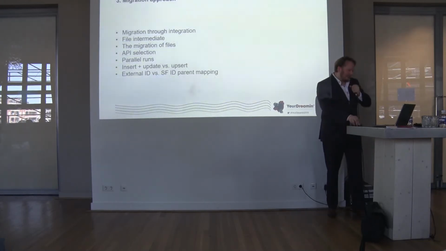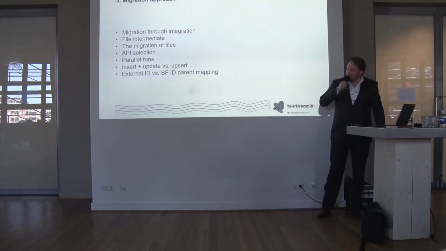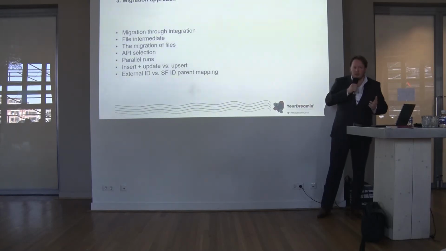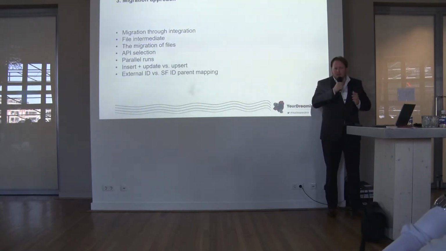Then the API selection. What I found is that with the API selection, it's really a compromise that you have to make. If you want to use the bulk API, it will obviously be faster because of the whole parallelization of the bulk API. So multiple chunks will be imported in parallel for one job. But the problem with that is that if you have multiple parent relationships, you can get locking errors.